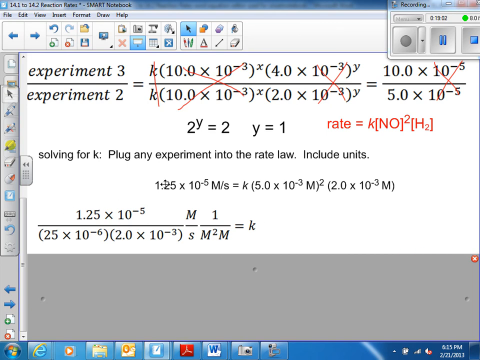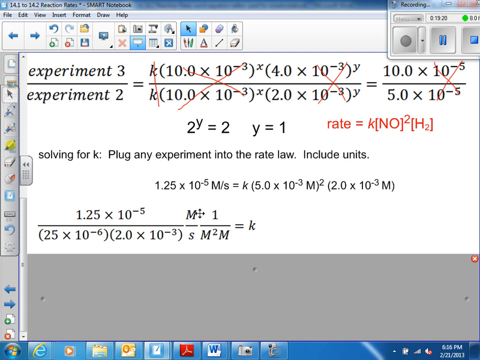Okay, so here's my 1.25 times 10 to the minus 5. This part squared is 25 times 10 to the minus 6. Bring it over to the other side. This piece right here comes down in the denominator of the other side.